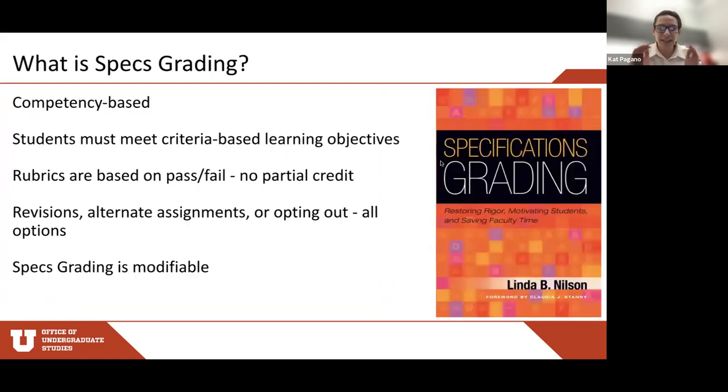So here are some very bullet-pointed guidelines of what specifications grading is. It's competency based. So it's no longer point based, it's competency based. That means that students have to prove that they've met certain competencies in order to pass certain assignments. So they have to meet these criteria-based learning objectives. Learning objectives are tied to rubrics, and rubrics are based on pass/fail, which means there's either credit or no credit. And what's great is that with this system, you can offer students the opportunity to revise.